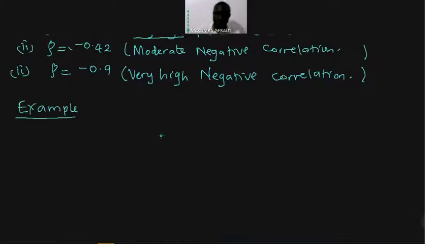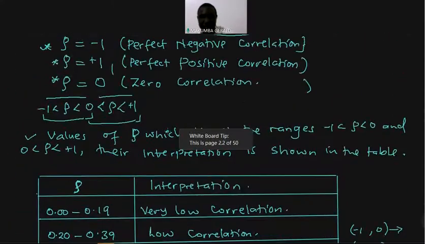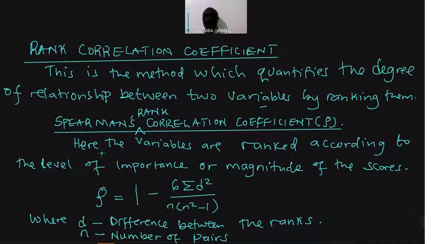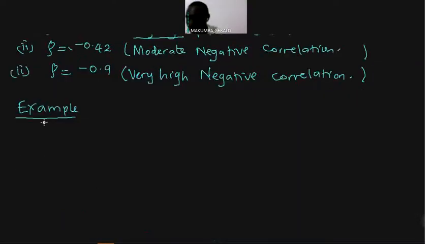Now, what we have to know, and which is very key, is how to rank our values. We said that we are going to rank our values. Let me go back up here a bit. When we are using Spearman's rank correlation coefficient, the variables are ranked according to the level of importance or magnitude of the scores. That is very important when it comes to ranking our values. Let's have an example.